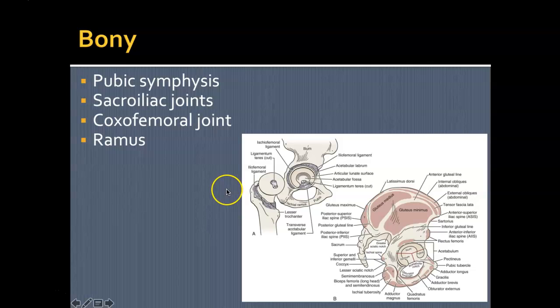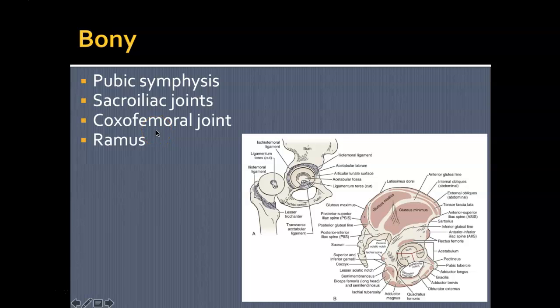For the purpose of the exam, you won't need to know pubic symphysis, at least for the hip, or the sacroiliac joint. But the sacroiliac joint is the point in which the pelvis comes together, the two pelvi come together and articulate posteriorly. Then we have the coxofemoral joint, another name for hip joint, probably what you see in your textbook, I think. Some spell it coxo and some spell it coxa. So you may see both forms or spellings for the hip joint, right? And then we have the ramus.